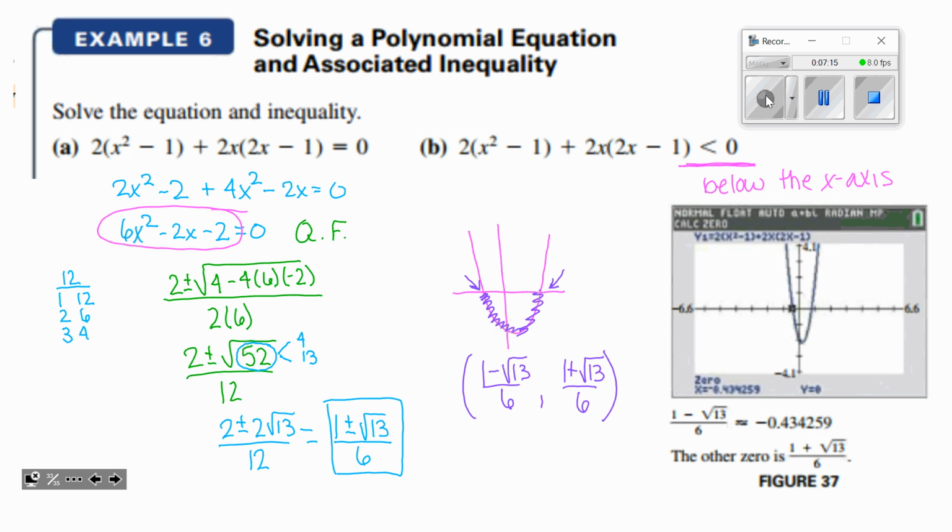We're going to use the exact form. If you give me decimals, I'm going to mark it wrong. The goal for this course is to be able to give me the exact numbers.